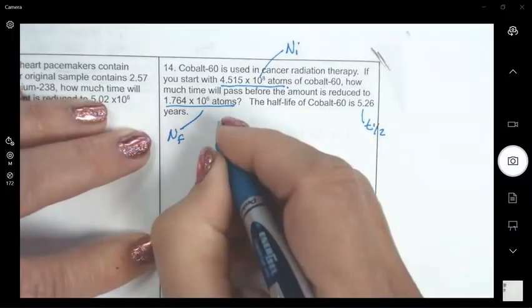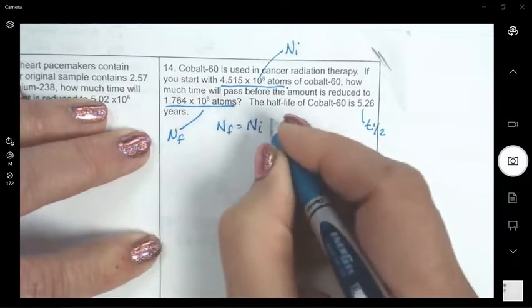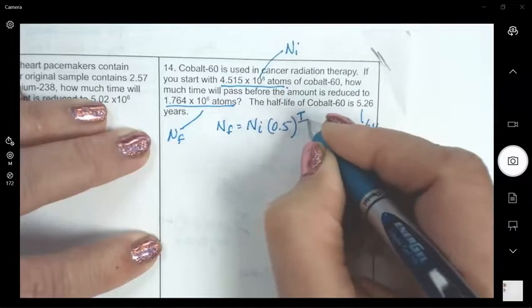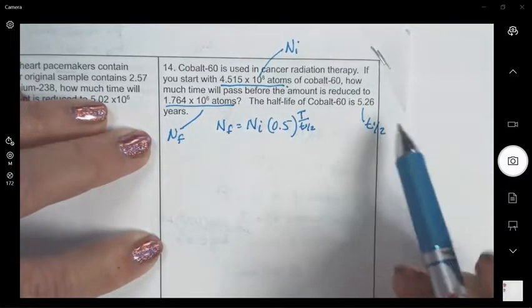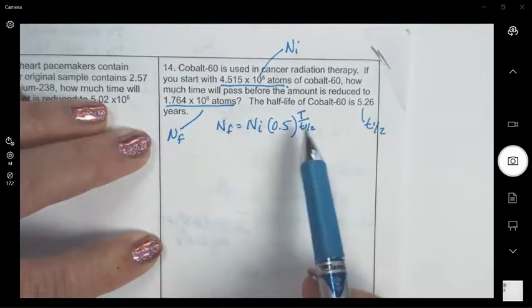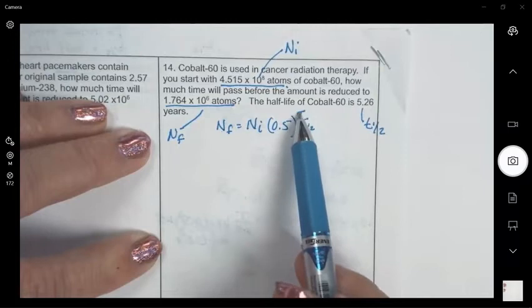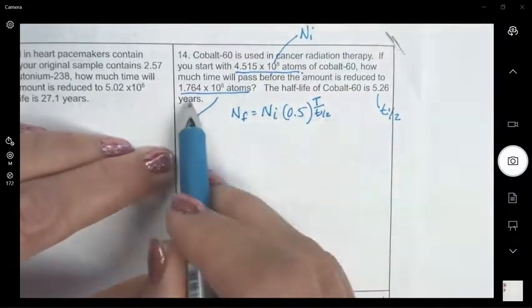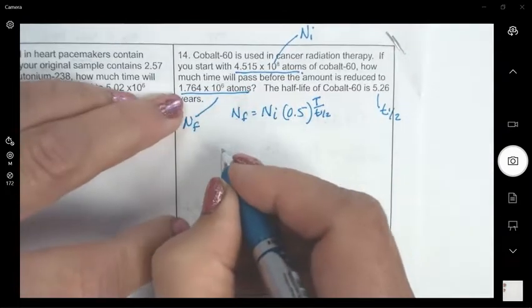So remember the formula is N final equals N initial times 0.5 raised to total time divided by half-life. They've given us N final, N initial, and half-life, so we have to solve for total time. I'm going to do what I call plugging and chugging. I just need to put the numbers in.